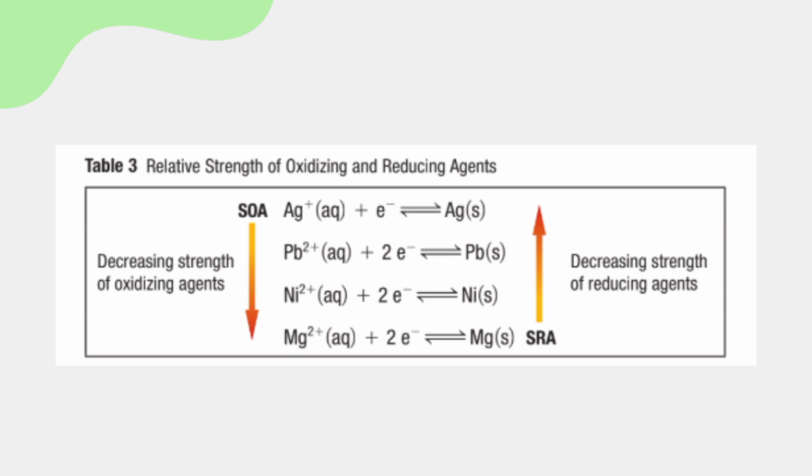For example, the oxidizing agent silver will react spontaneously with the reducing agent magnesium. This can be drawn by using a diagonal line from the left to right, with the condition that it involves an oxidizing agent above the reducing agent on the table.